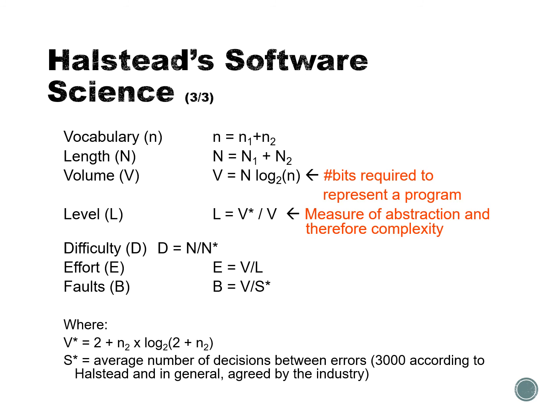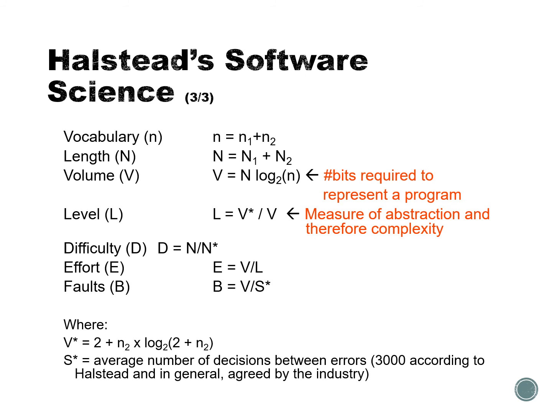Volume is basically how many bits it will require to represent this as a program. Level means complexity on this calculation. Difficulty means how difficult it will be to create, how much time will be used to create it, and how many faults it will have. And following this calculation, for example, the S is the average number of decisions between errors.